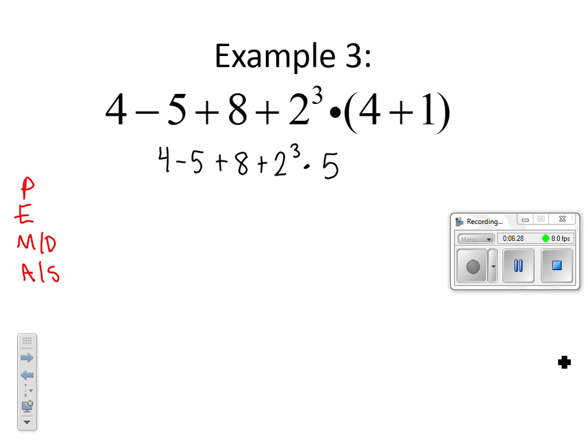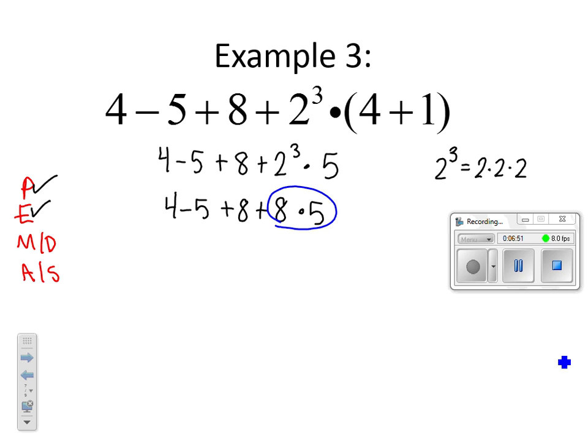Then I'm going to do my exponents. 2 cubed is the same thing as 2 times 2 times 2, which is 8. So 4 minus 5 plus 8 times 5. Okay, I got my parentheses done, my exponents done. I'm going to do my multiplication. I see one multiplication here, so 4 subtract 5 plus 8, 8 times 4, or 8 times 5, excuse me, is 40.